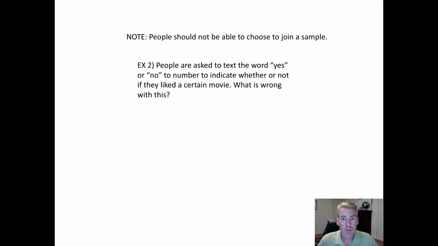And the problem is only those people that feel strongly yes or strongly no are going to take the time to text and vote. Many people who don't feel strongly one way or the other, yeah, it was an alright movie, I sort of liked it, but am I going to take the time to text some stranger that? No. So you would miss out on a lot of people.